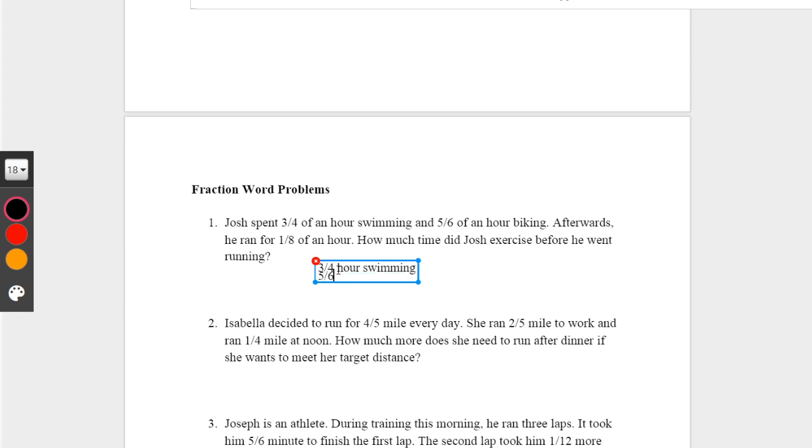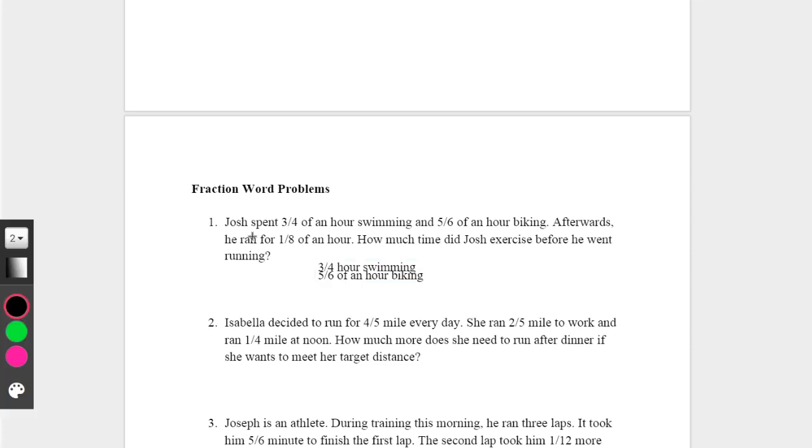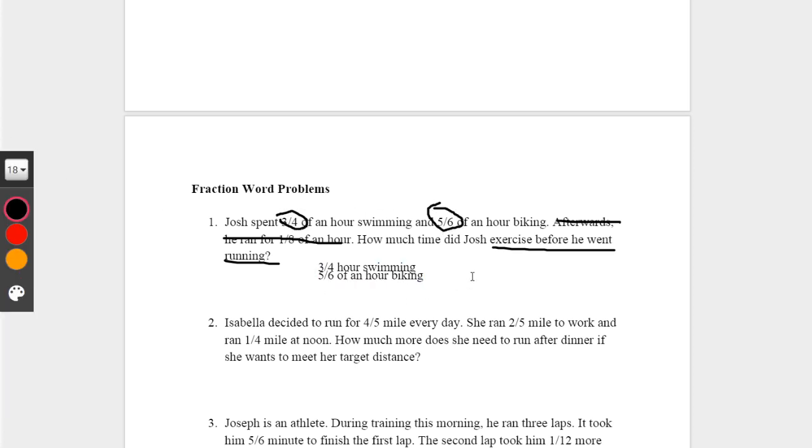And 5/6 of an hour biking. Afterwards, he ran for 1/8 of an hour. How much time did Josh exercise before he went running? So basically, this is irrelevant, the running, because we're trying to find out how much exercise he did before he went running. So we only need this number and this number here. And basically, fractions are sort of complicated at times, but let's just write it down. 3/4, and then plus 5/6.